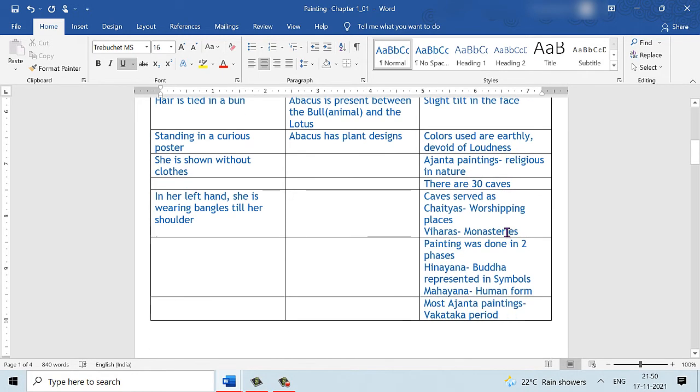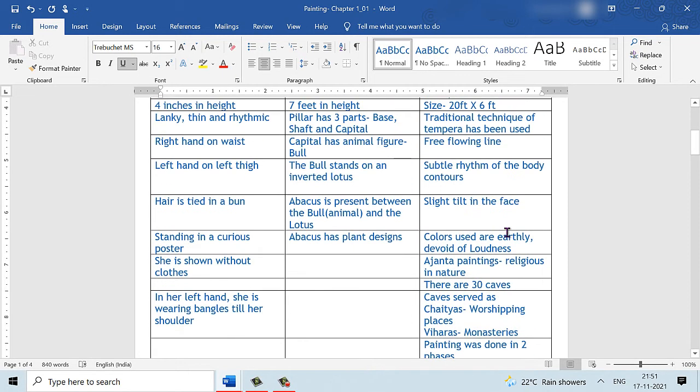The Ajanta paintings were done in two phases. One is called the Hinayana and the other is called the Mahayana. Hinayana was the time when Buddha was represented through symbols, whereas in the Mahayana phase, Buddha is represented as a human. Most of the Ajanta paintings specifically were done during the Vakataka, that is the Gupta Vakataka period.